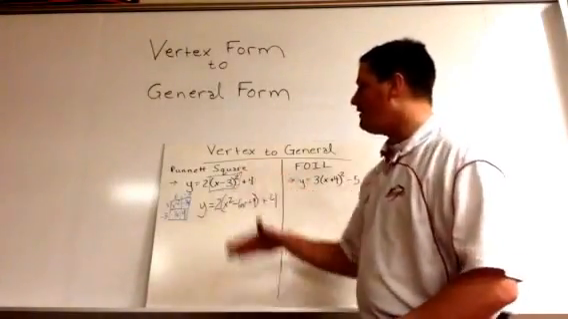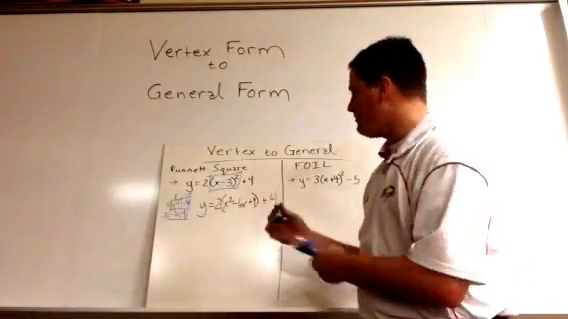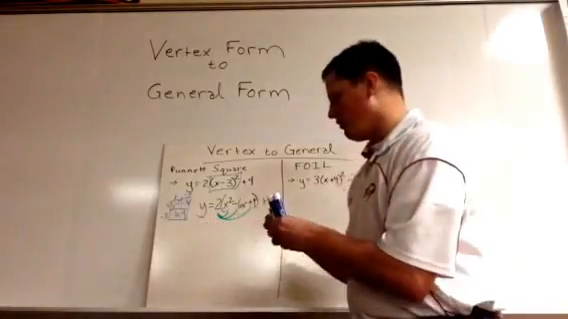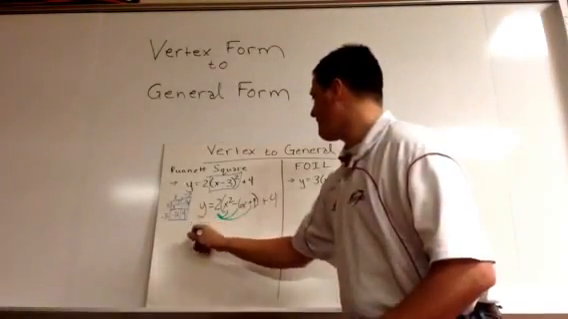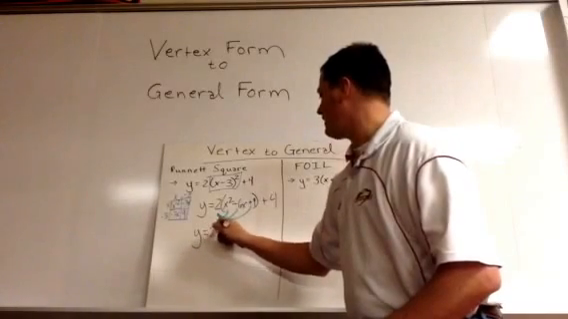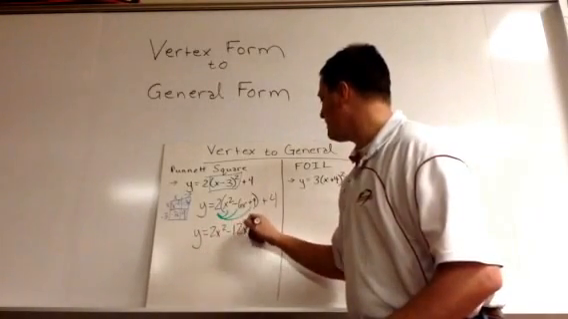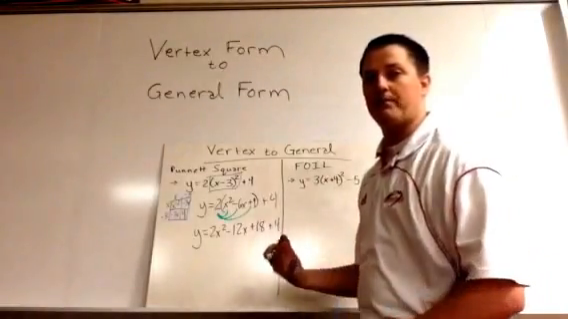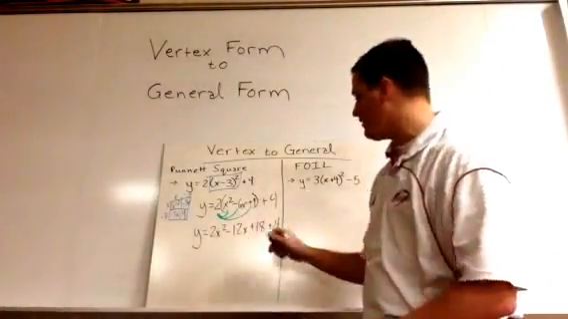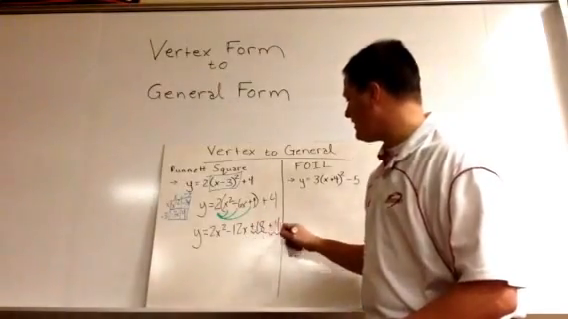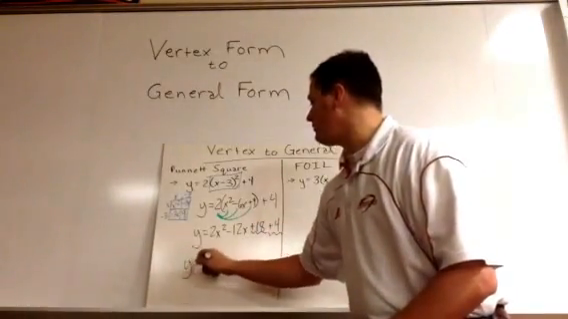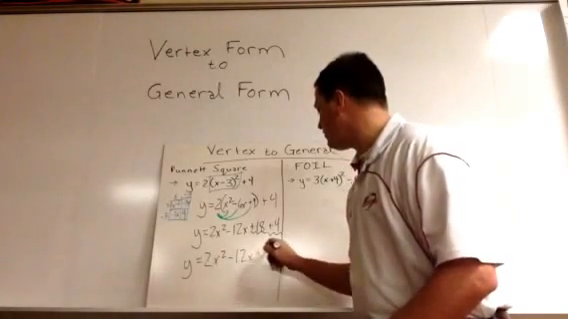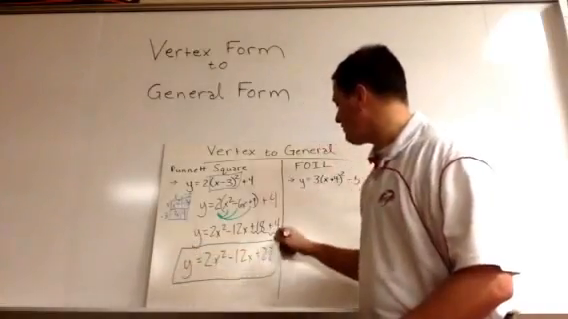The next step after squaring would be multiplying. Here we can distribute this 2. So we're going to rewrite this again. y equals 2x squared minus 12x plus 18. Bring down our 4. And our last step in the order of operations is adding, which would be combining any like terms. Positive 18 and positive 4. So we get y equals 2x squared minus 12x plus 22. And that is in general form.